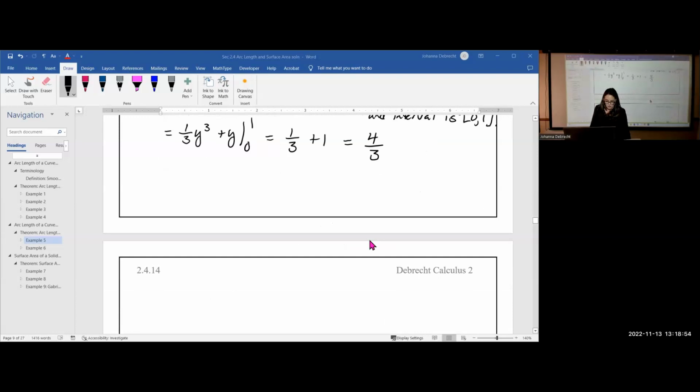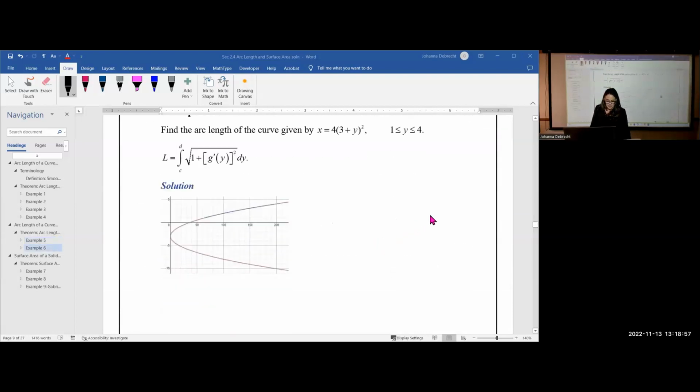We have one more example I want to work in this particular section, and that is going to be another one where x is written as a function of y. So this time we have x equals 4 times quantity 3 plus y quantity squared, which is a right opening parabola. And we want to know about the section from y equals 1 to y equals 4. Now notice on the x-axis, this is a huge amount right here. We're going out to nearly 200, but the y value goes from 1 to 4, so that's what we're going to integrate over. So go ahead and pause the video, work out the problem, and then turn the video back on and we'll compare answers.